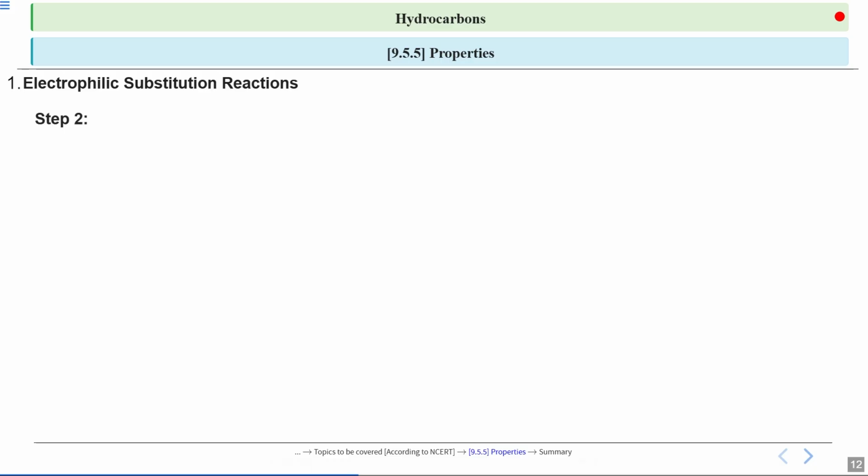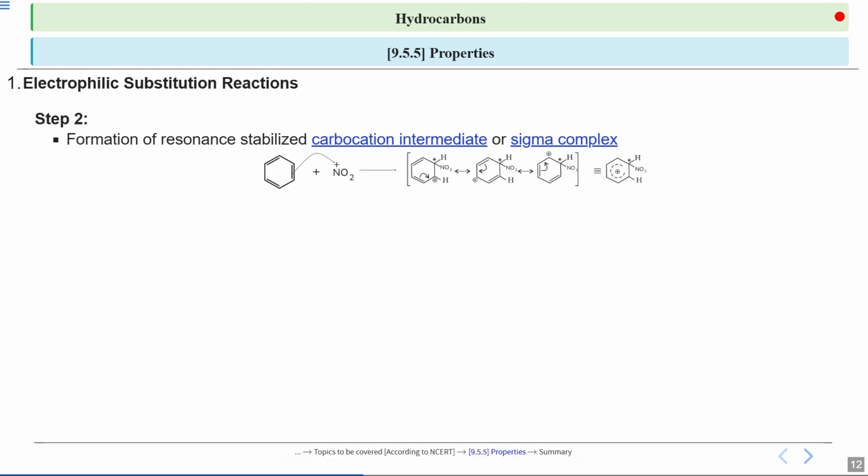What is the next step? The next step is formation of resonance stabilized carbocation intermediate or sigma complex. This intermediate is important because the positive charge can move around the ring, making the structure more stable. Notice in the diagram how the positive charge is delocalized across different carbon atoms in the ring. It helps explain why benzene can undergo substitution reaction without losing its overall stability.